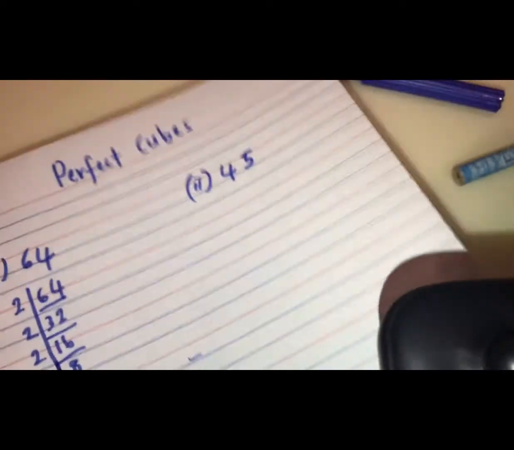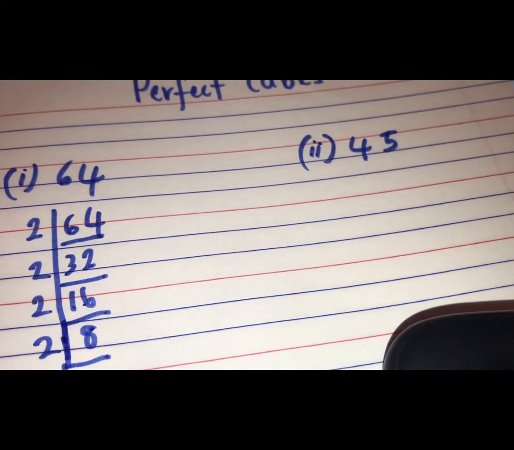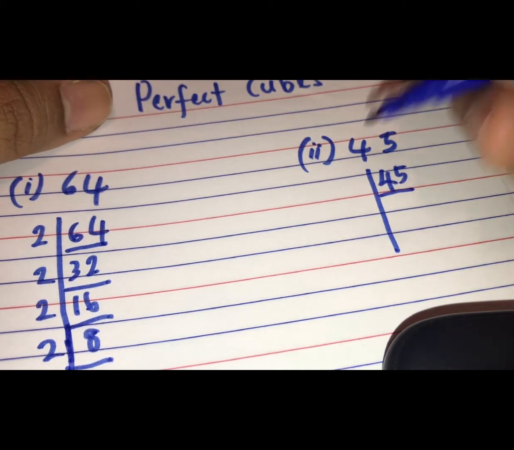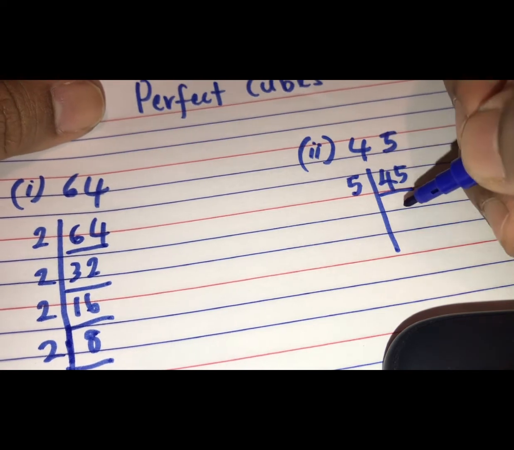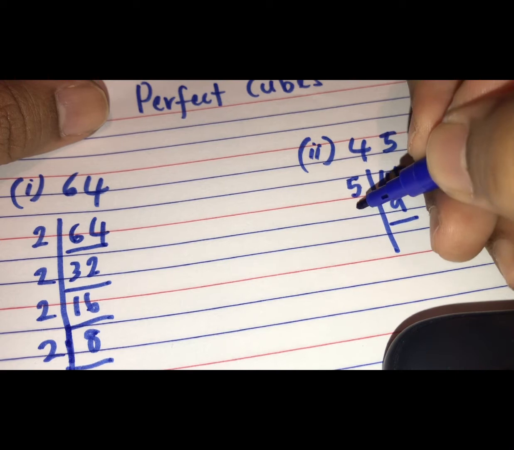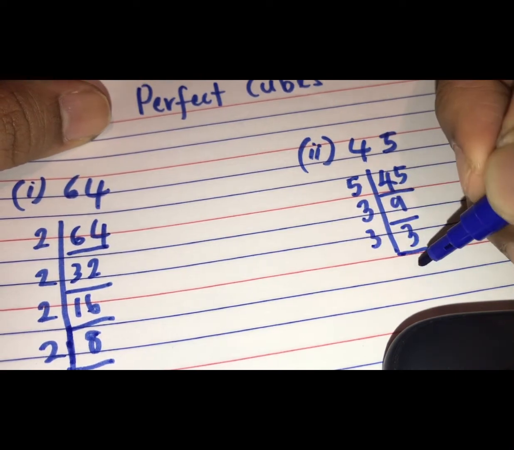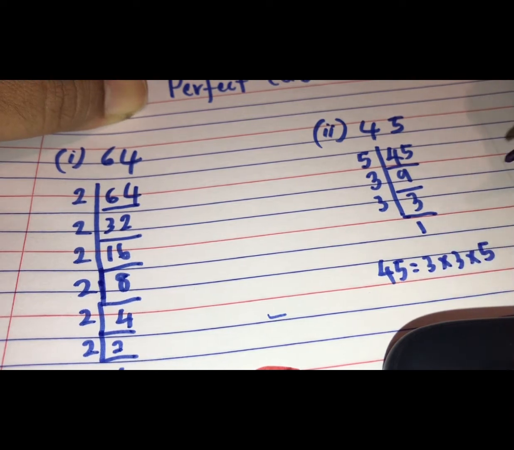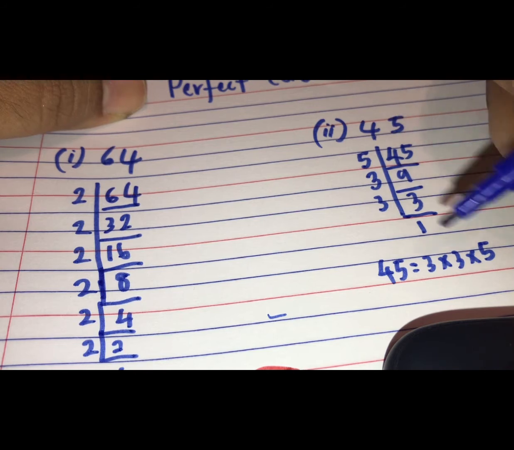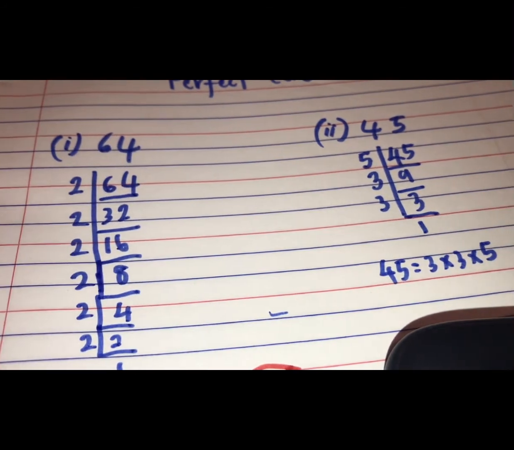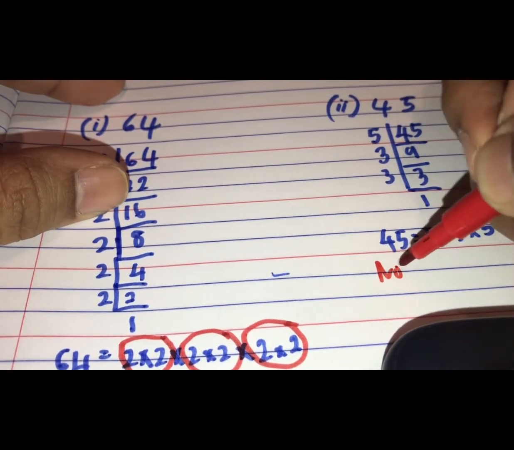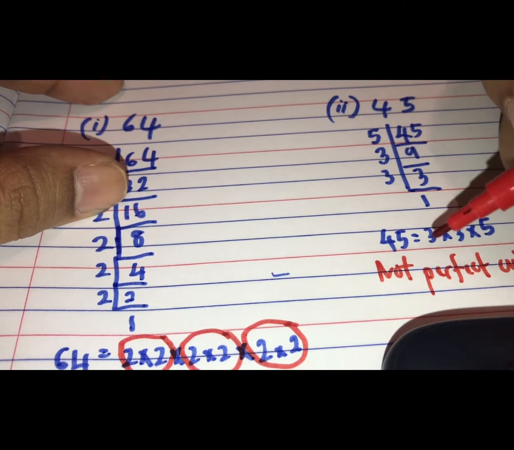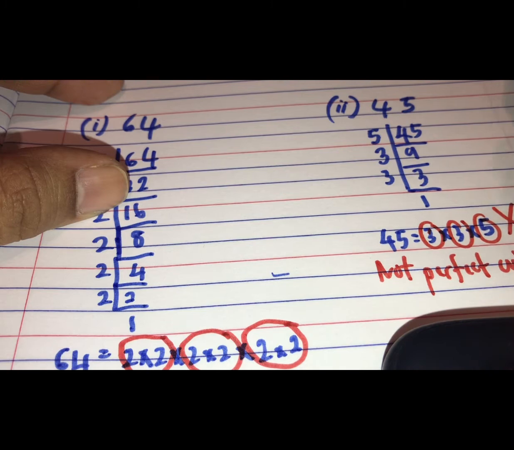Okay, how about 45? For 45 you can also use repeated division. Start dividing with 5. You must use prime numbers only. 45 divided by 5, you get 9. Then divide by prime number 3, 9 divided by 3 gets 3, and then divide until you get 1, and then you can write 45 equal to 3 times 3 times 5. Now here 3, 3, 5, you cannot group into the same group. So this one is not a perfect cube. You cannot group into 3 identical groups.